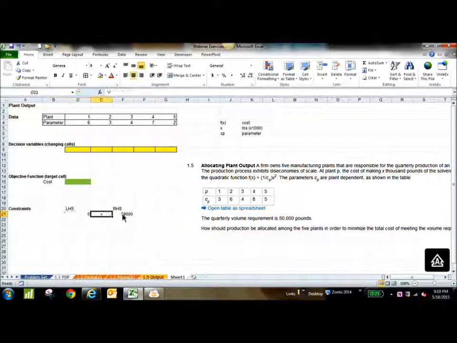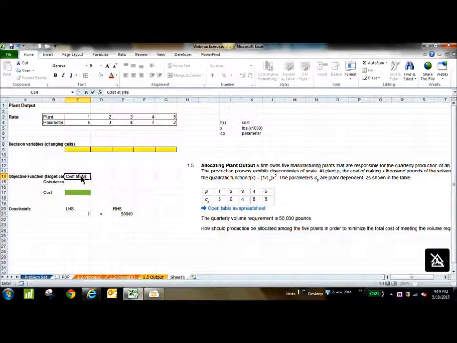Now, how do I calculate my cost? Remember this? Cost is based on a formula. So what I can do, and this is part of your mathematical modeling, is do a few calculations prior to solving for your objective function. Here the calculation is cost at plant 1, cost at plant 2, 3, 4, and 5.